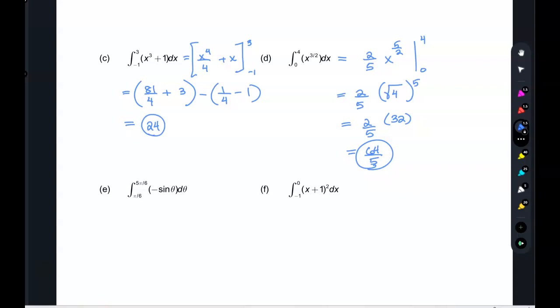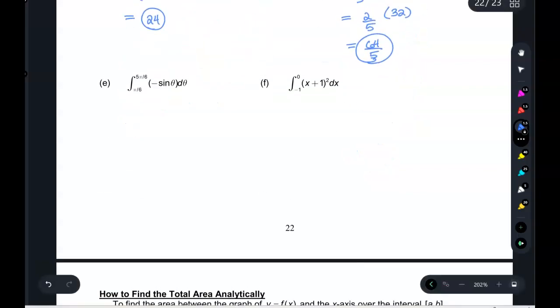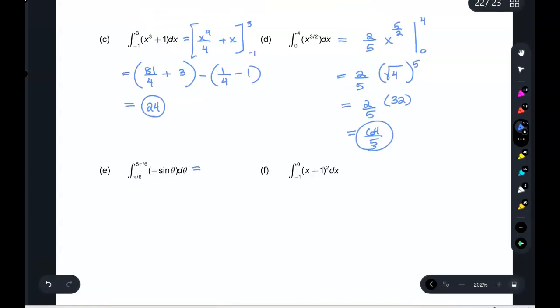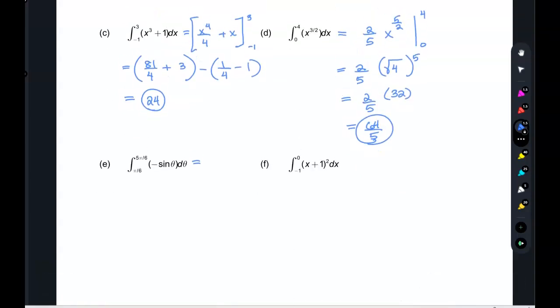64 over 5. Okay. Is that E? I don't know. Let's see. Yeah, sure. 2 to the power 5. Okay, so if it's the integral of negative sine, it's going to become 32 times positive 2, 64 over 5. So cosine of theta. That's just 0. That's the answer, right? That's just 0. 64 over 5. That's what I got.